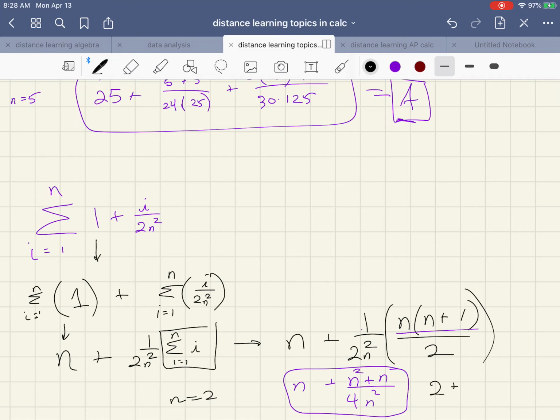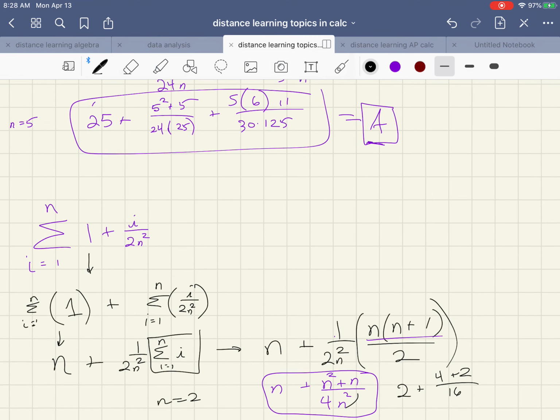When n equals 2, we get 2 plus 4 plus 2 over 4 times 2 squared, or 16. So it's 2 plus 6/16.